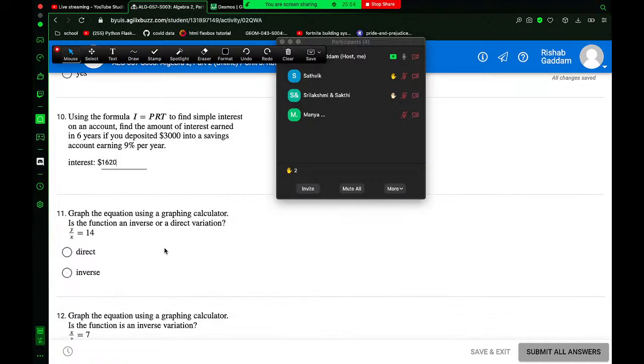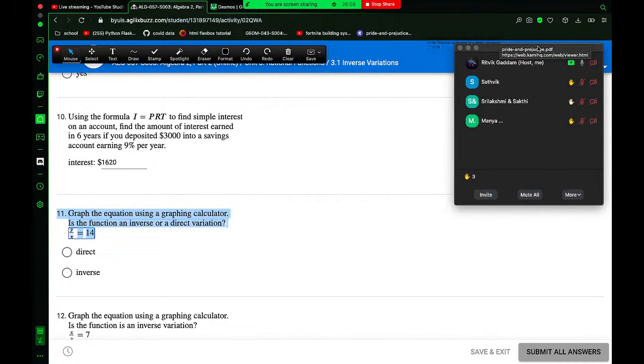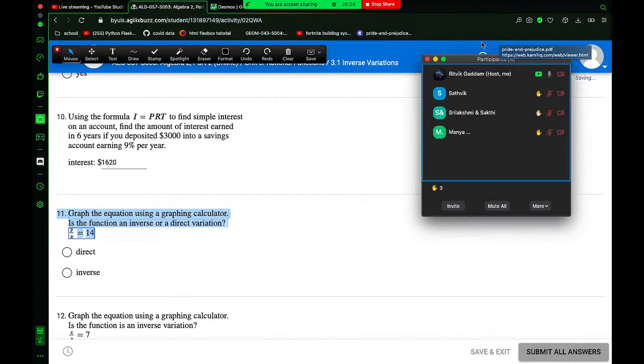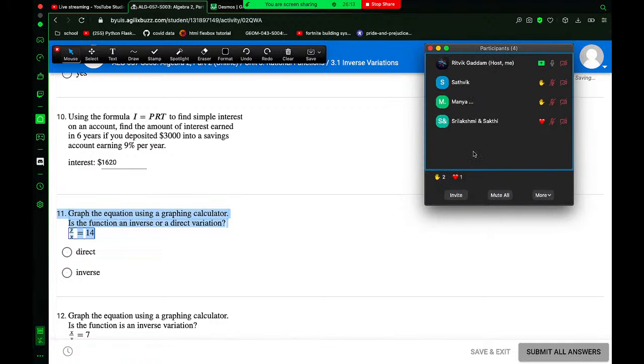Let's go on to the next question, number 11. Graph the equation using a graphing calculator. Is the function an inverse or a direct variation? So you don't need to graph. Just tell us how you found either if it's not or if it's a yes. Okay. Manya, you can go for this one.